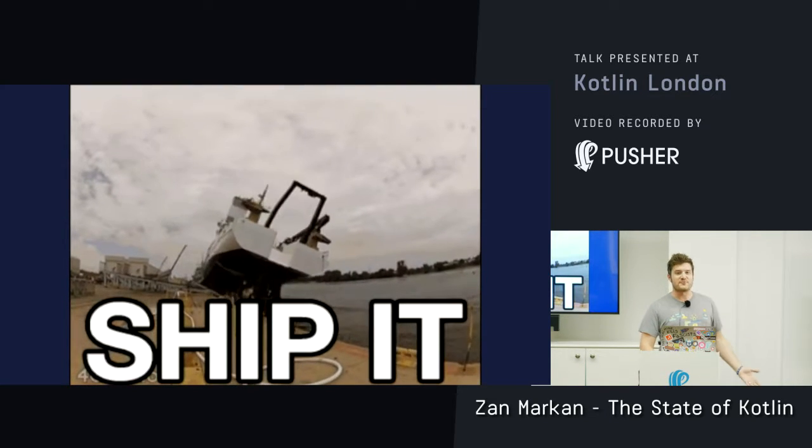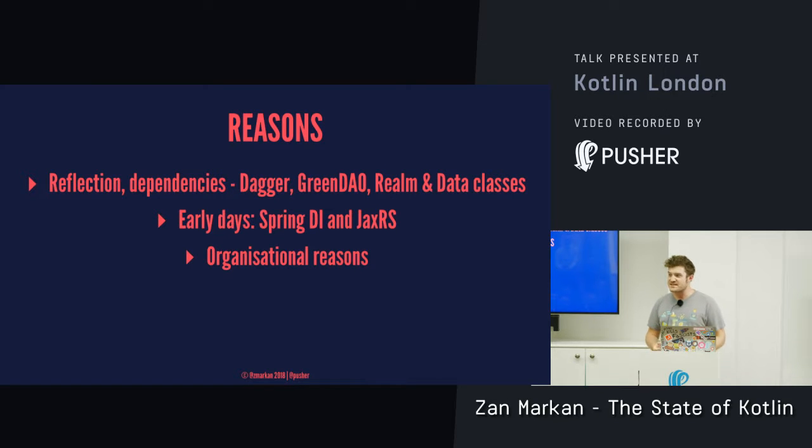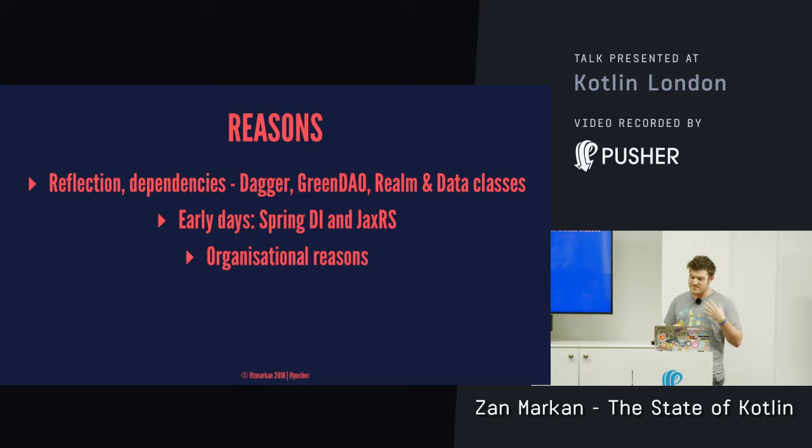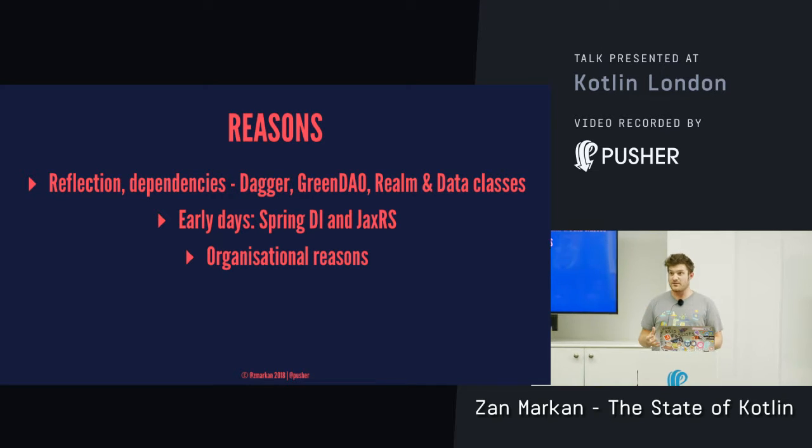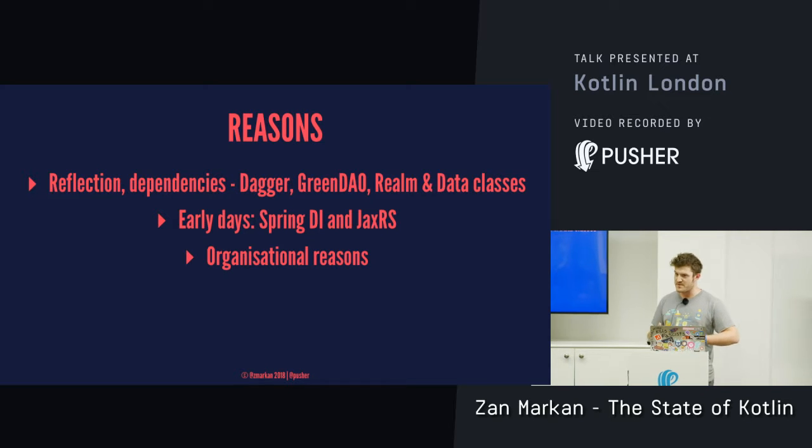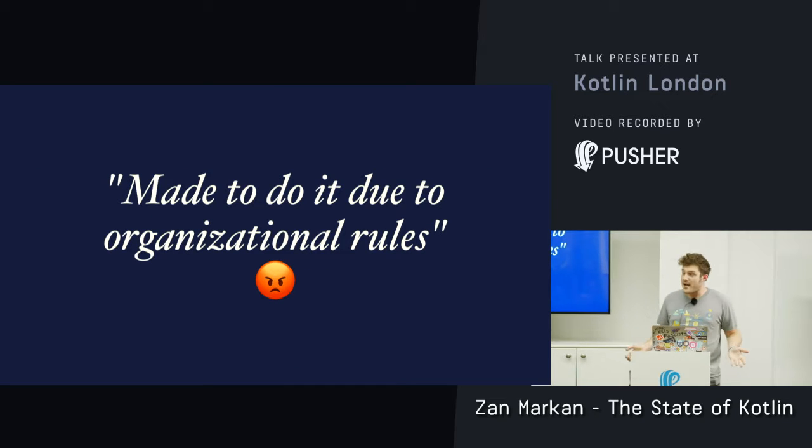So yeah, I asked about the reasons. Dependencies were a big reason why the migration didn't go as planned. So was reflection. A couple of names popped up on Android: Dagger, GreenDAO, Realm. There may be some tricks involved in getting this migrated correctly. In the early days, it was also Spring. And we can't just look at technical reasons, because there are also organizational reasons. There might be corporate policy at play that prevents you from just migrating to a completely new programming language.